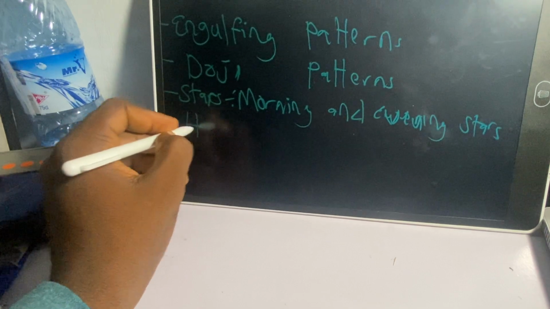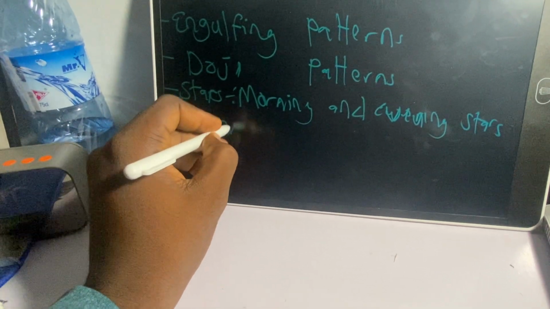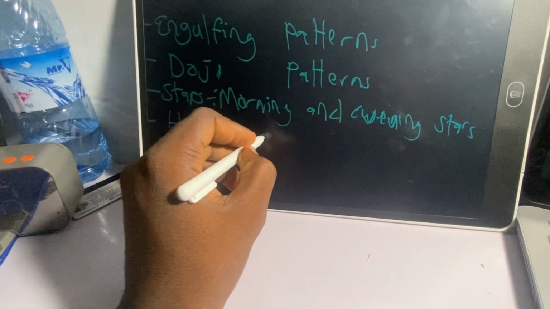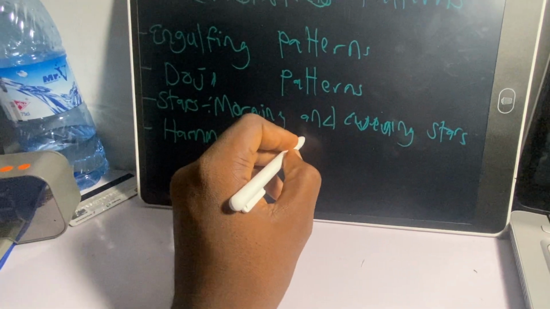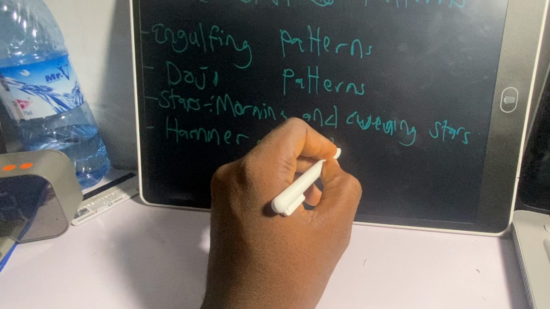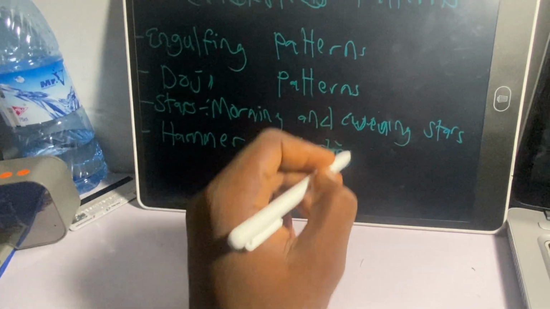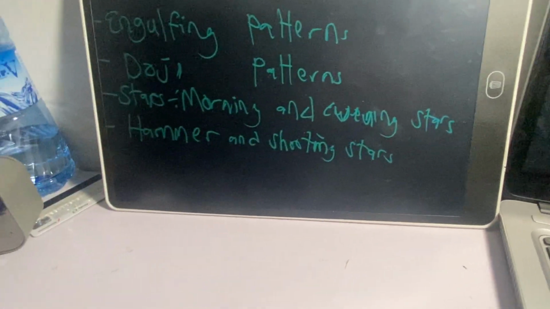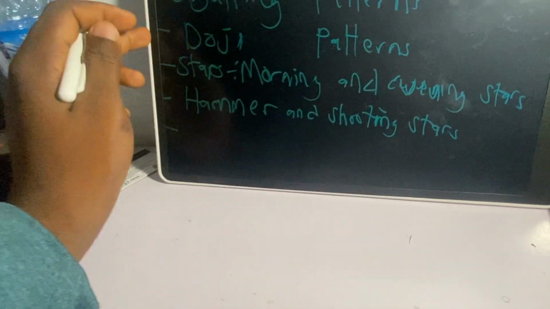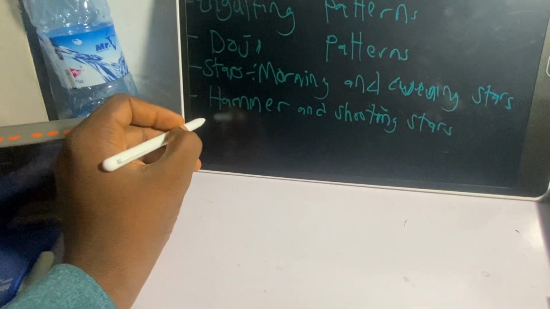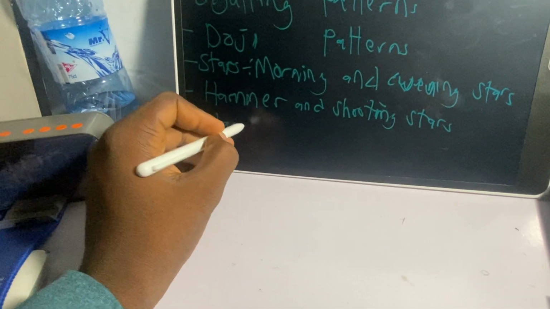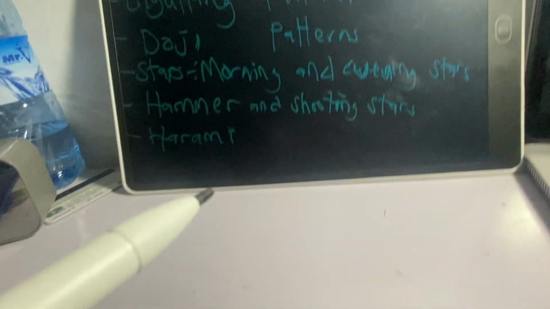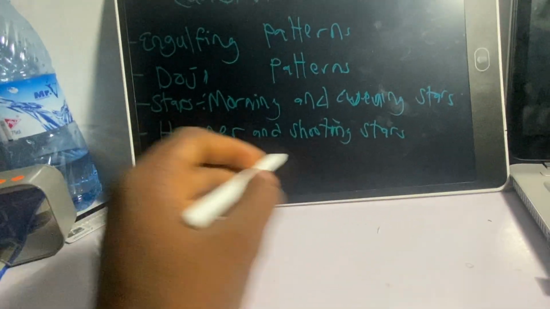Then we have the hammer pattern. We also have the shooting star pattern. 1, 2, 3, 4. Okay, we have the harami pattern. I hope you can see them.